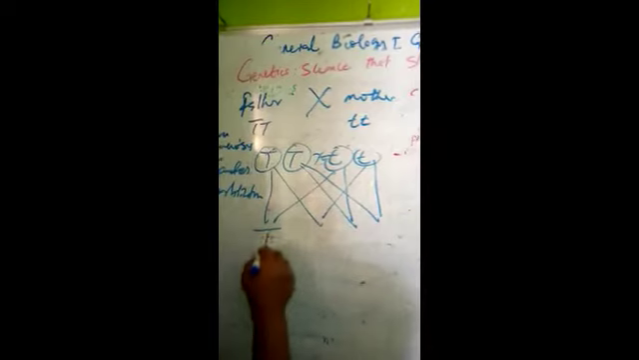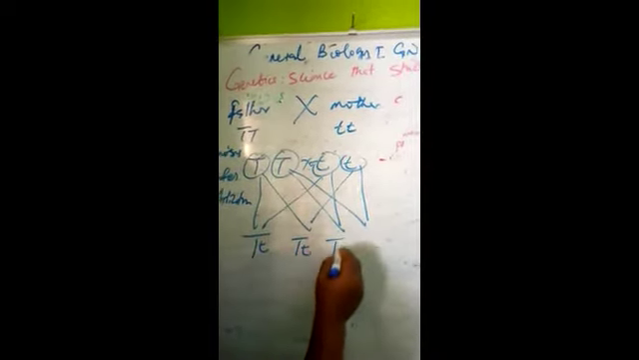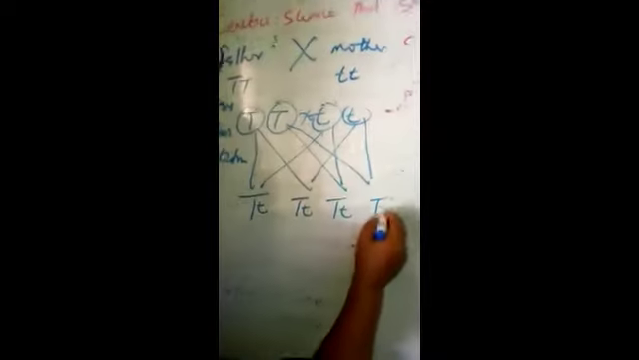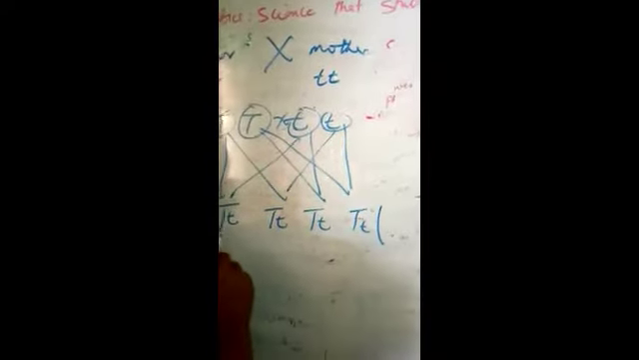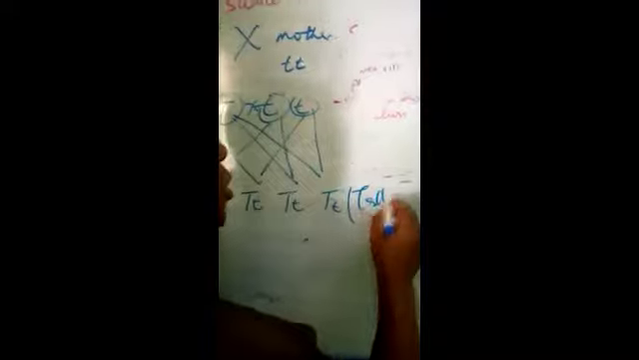The result will now be capital T small t, capital T small t, capital T small t, and capital T small t. This becomes the first generation offspring. And you can see that they are all capital T small t. So when you look at this, all of them will appear what? Tall. Why are they appearing tall? Because tall is dominant to what? Short. So looking at them, they will all appear tall.